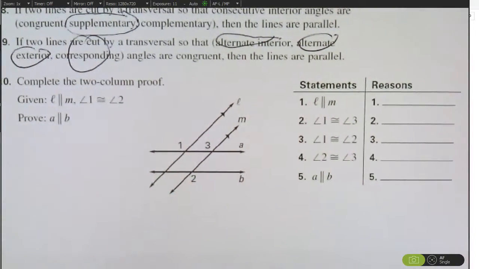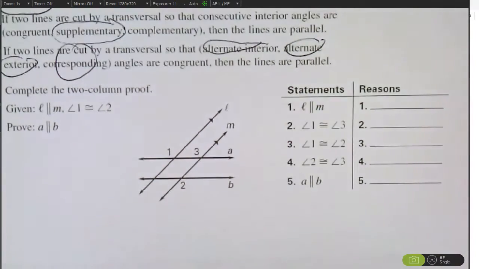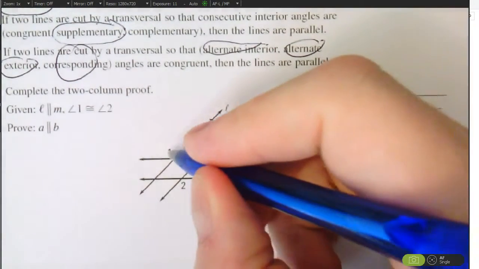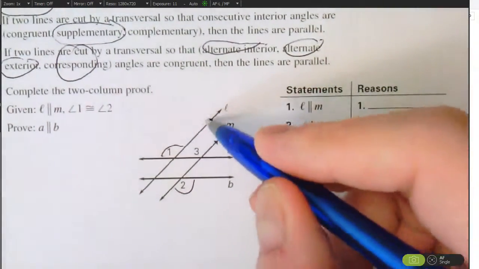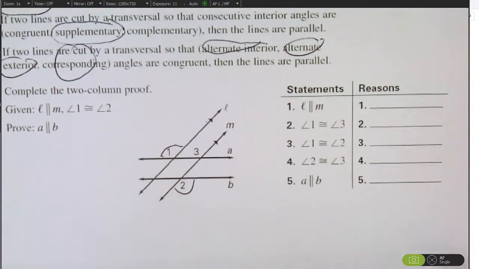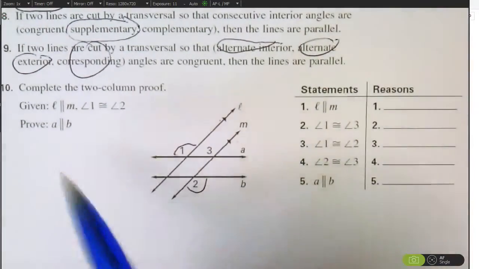Number 10 is really a lot like the previous one, kind of prove that these guys are parallel given a bunch of information. So here's what we know. We know that 1 and 2 are congruent to begin with. Okay. And we know that L is parallel to M. What we're trying to do is prove that A is parallel to B.